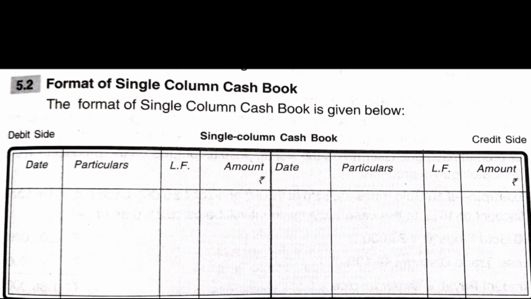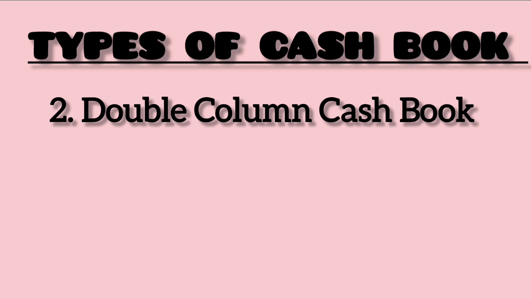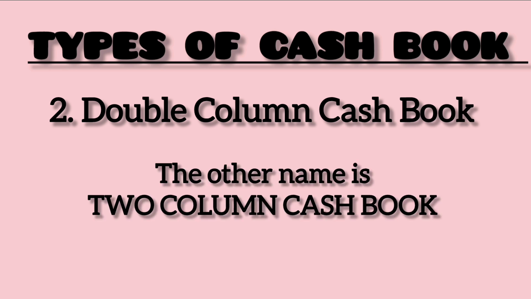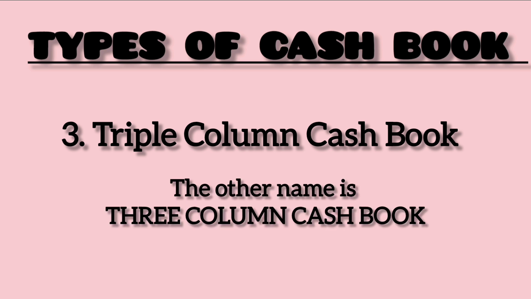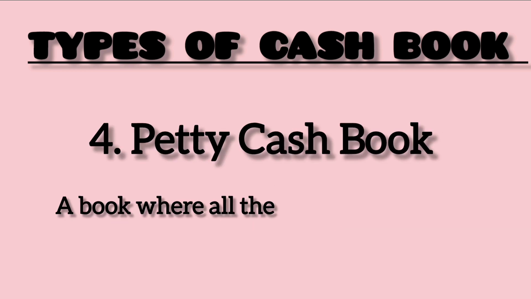The second type of cash book is the double column cash book, which is also known as two column cash book. Under this type of cash book, we will have two amount columns. And triple column cash book, as the name suggests, has three amount columns, and is also known as three column cash book. And petty cash book is a book where all the petty transactions are recorded.